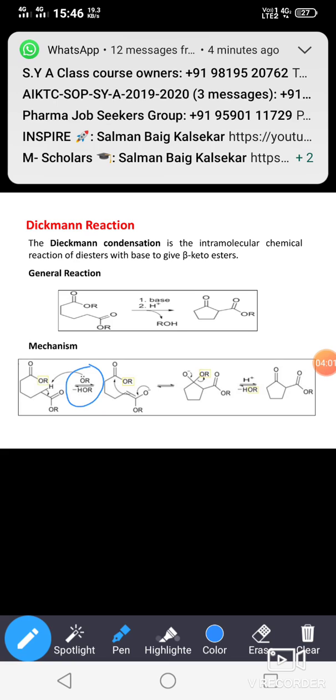Okay, now here I have given the mechanism. So you can see the mechanism, you are having the compound which is having two ester functional groups. Okay, now this compound is having the alpha hydrogen. You can see that here you are having the alpha hydrogen at the alpha carbon. Okay, now when you are adding the alkoxide, that is base, it will abstract the alpha proton, and it will form the alcohol. And you will get this enolate structure.